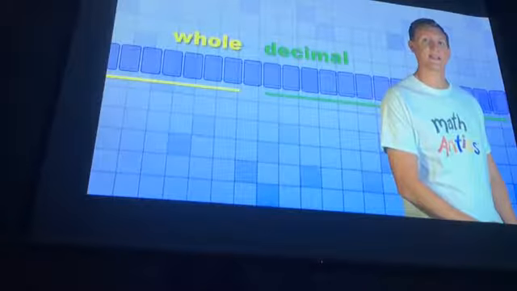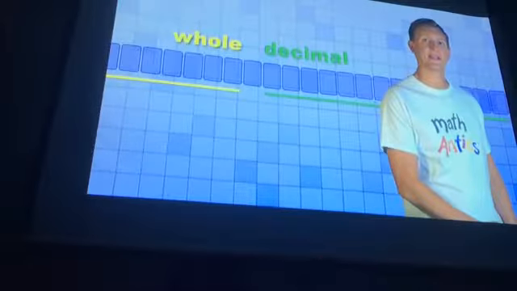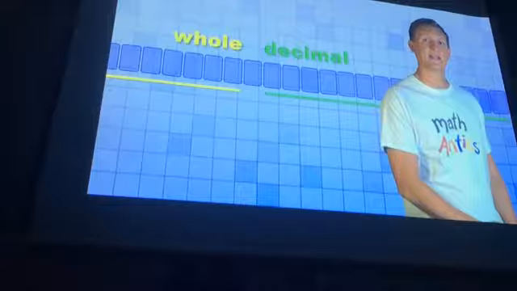Decimal numbers, is it a whole? So is it one whole apple? No. It's pieces of apple. Yes, it's pieces of the apple. Like half, quarters, pieces.